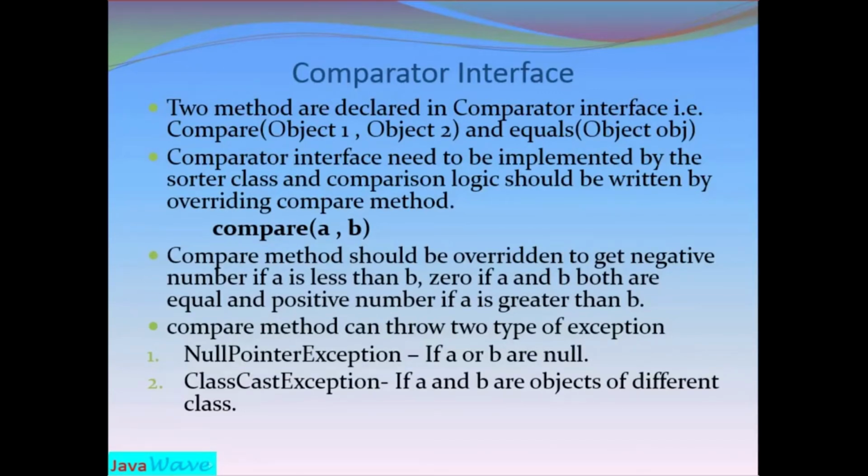The compare method should be overridden to return a negative value if a is less than b, 0 if a and b are both equal, and positive if a is greater than b, the same as the compareTo method from the Comparable interface. And same as compareTo, the compare method can also throw two types of exception: NullPointerException if a or b are null, and ClassCastException if a and b are objects of different classes. This error will not come if we are using generics. So let's try to understand the Comparator interface in Java code also.